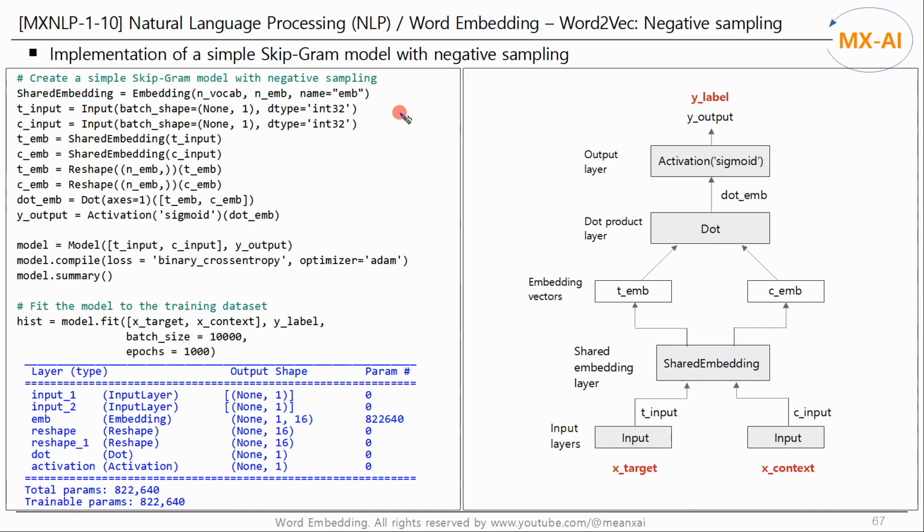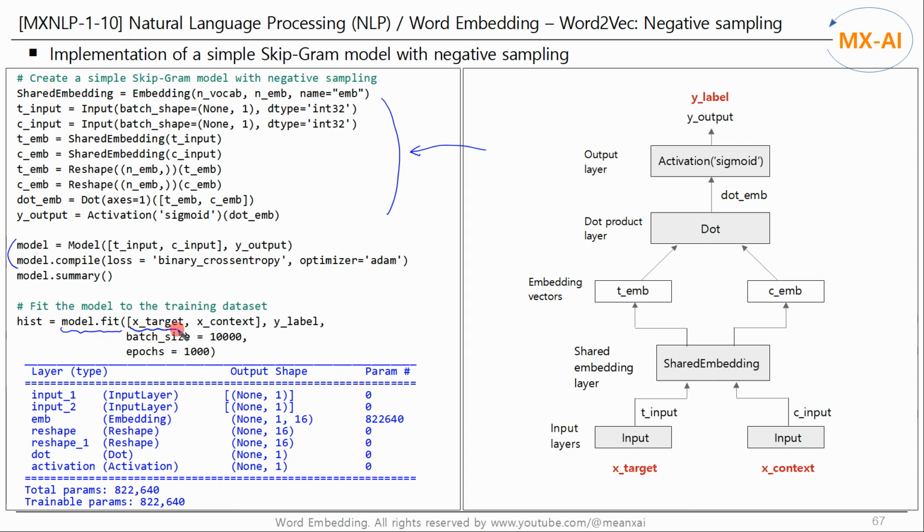Next, we create a SkipGram model with negative sampling. The structure of the model is as follows, and its implementation in Keras is as follows. We've already covered this structure in detail in the previous video, so I won't go into detail here. Create the model and compile it. Fit the model to the training data.